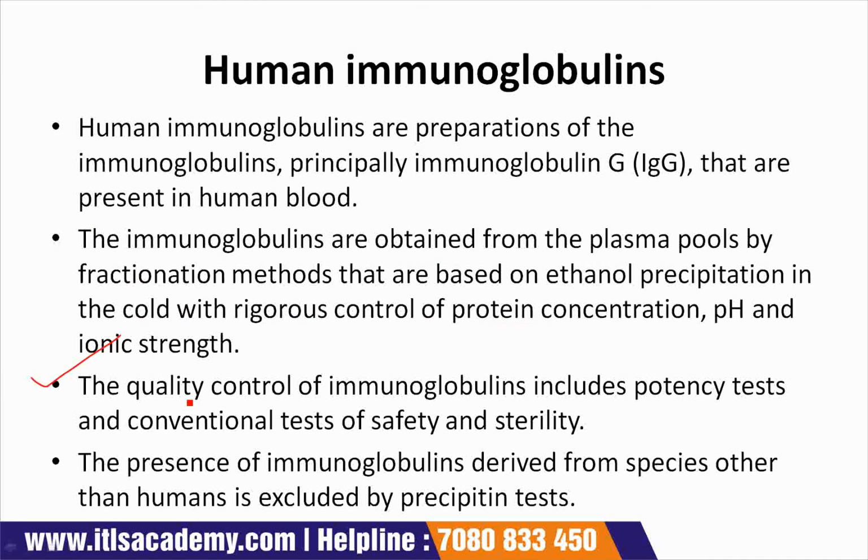The quality control of immunoglobulins includes potency test and conventional tests of safety and sterility. The potency test consists of neutralization tests that parallel those used for the potency assay of immunosera, except that in the case of some immunoglobulins, the assays are made in vitro.